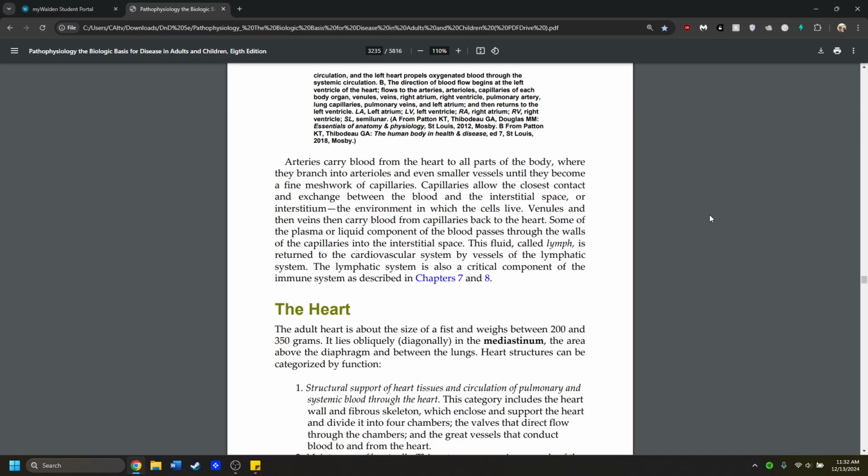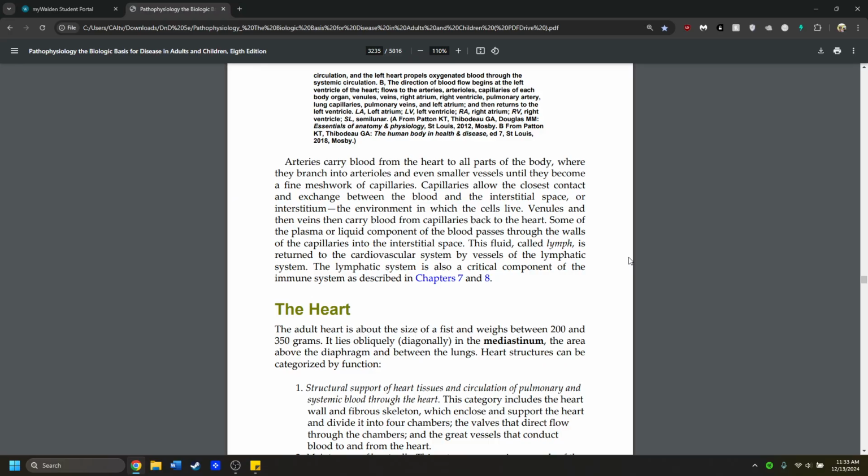Arteries carry blood from the heart to all parts of the body, where they branch into arterioles and even smaller vessels until they become a fine meshwork of capillaries. Capillaries allow the closest contact and exchange between the blood and the interstitial space, or interstitium, the environment in which the cells live. Venules and then veins carry the blood from capillaries back to the heart. Some of the plasma and liquid component of the blood passes through the walls of the capillaries into the interstitial space. This fluid, called lymph, is returned to the cardiovascular system by vessels of the lymphatic system.